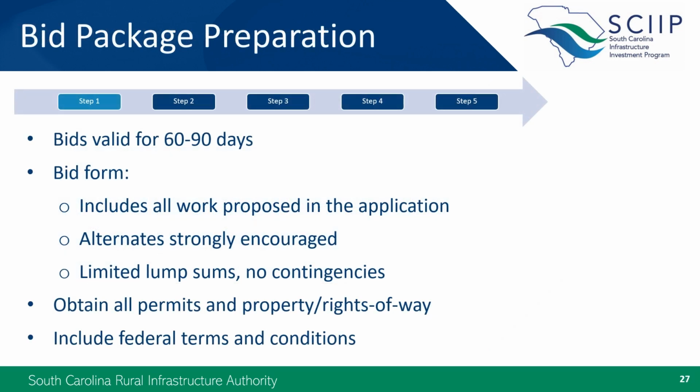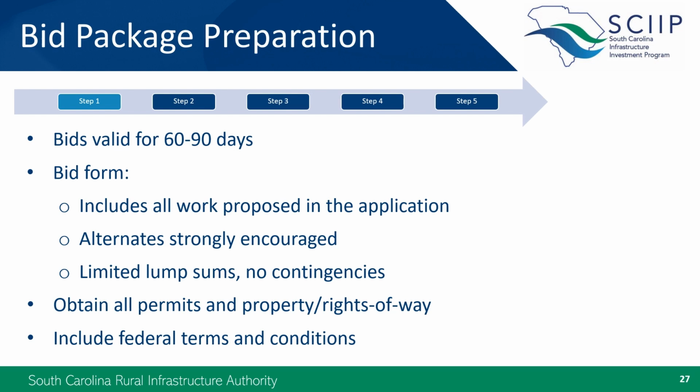When preparing bid packages for your grant projects, please keep these items in mind. First, because RIA has to review the procurement documents between bid opening and contract execution, the bids must be good for at least 60 days, and 90 would be even better. This gives time for you to obtain the required bonds and for RIA to complete our review after we receive all procurement documents. A few tips on the bid form.